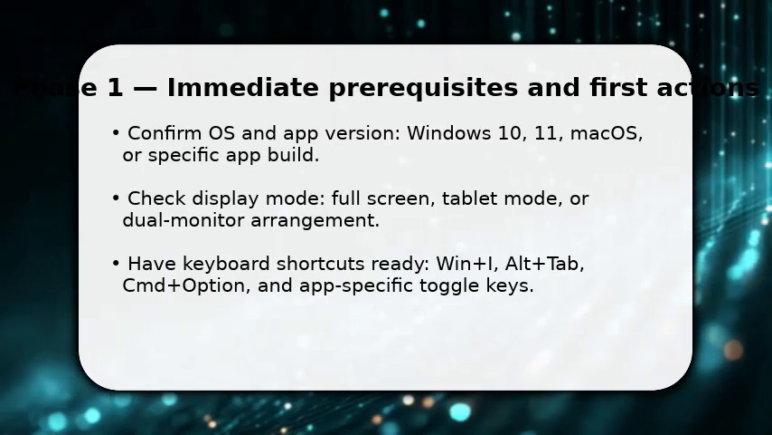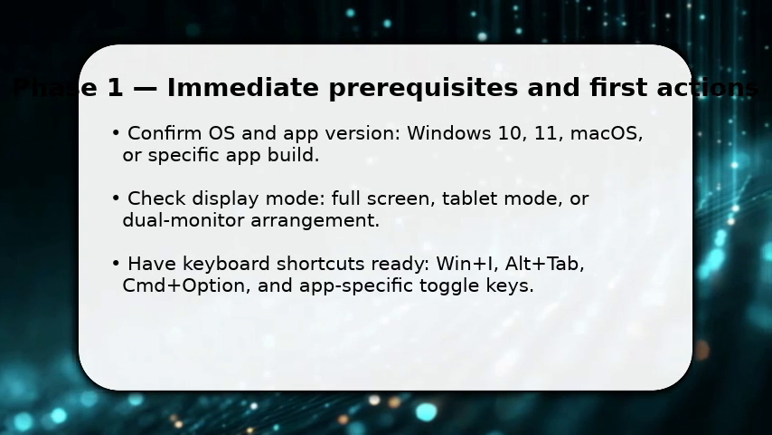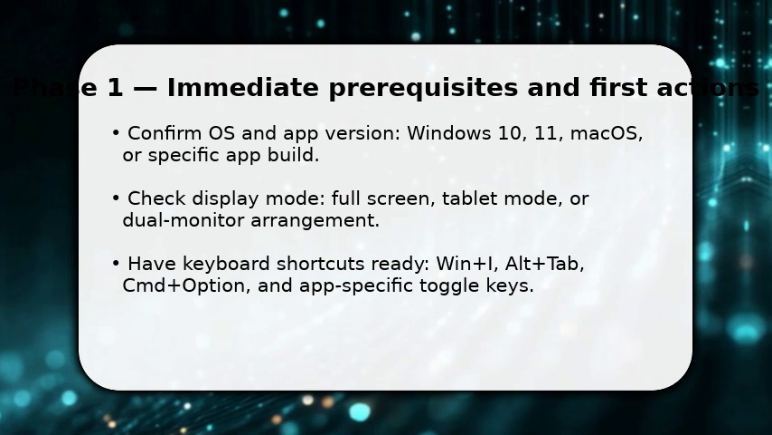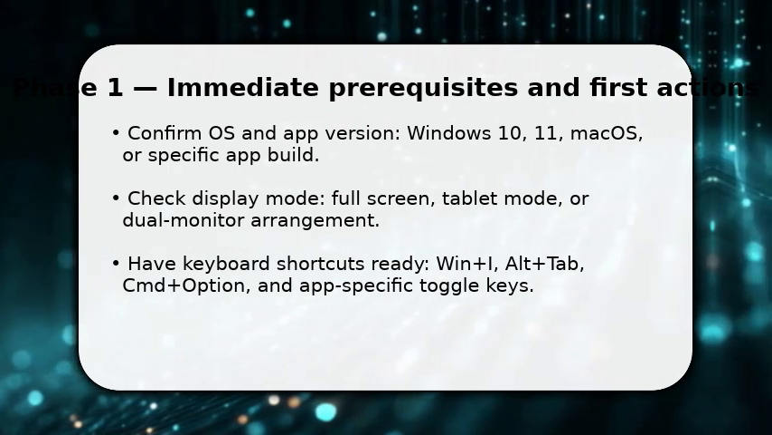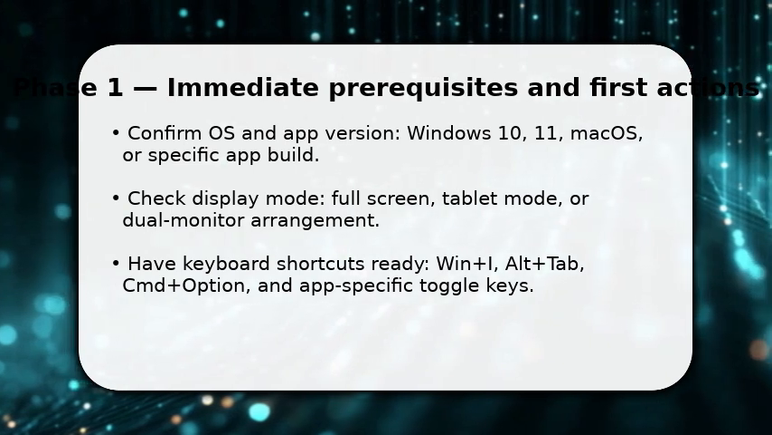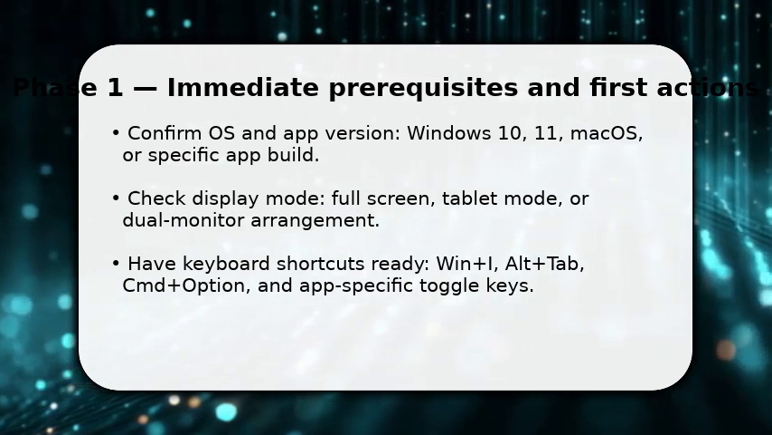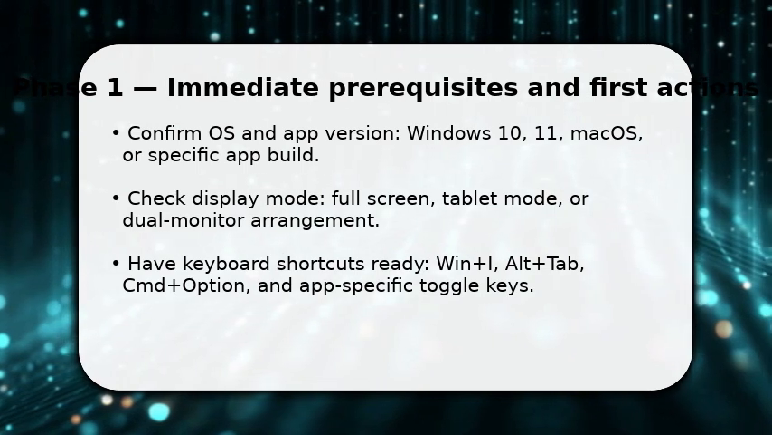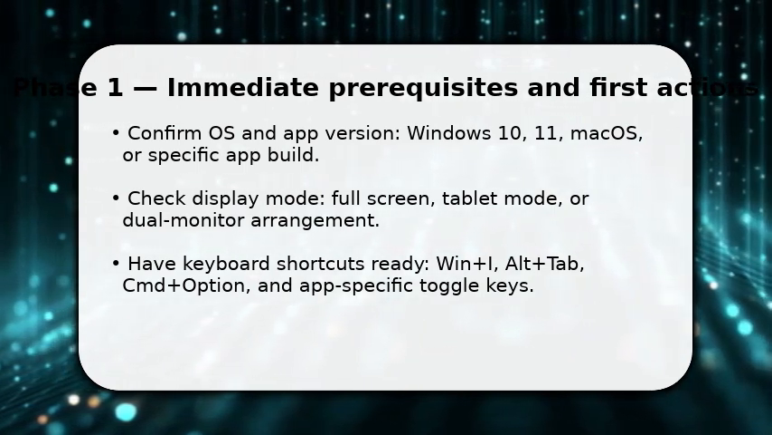You start by confirming the OS and the app version so you know which menu to use. Once confirmed, check whether full screen or tablet mode is active, because these modes hide side toolbars. Next, make sure your keyboard shortcuts are ready. Win+I or CMD+Option will speed things up, and connect any second monitor briefly to test display behavior.